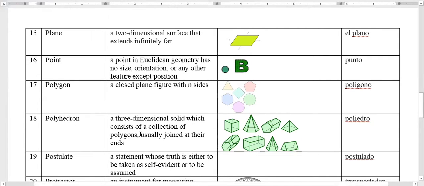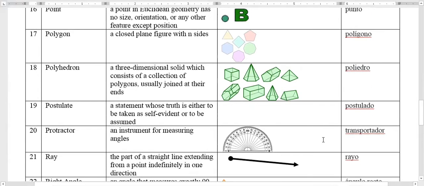18, polyhedron, a three-dimensional solid which consists of a collection of polygons usually joined at their ends. So right here, polyhedrons, right? 3D figures. Those are examples. 19, postulate, a statement whose truth is either to be taken as self-evident or to be assumed. If I tell you the sun is yellow, you can look at it and agree with me, right? It's kind of common sense.